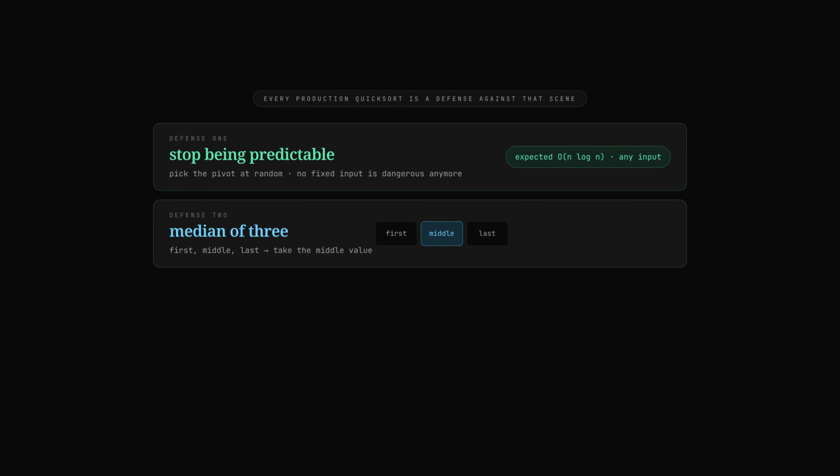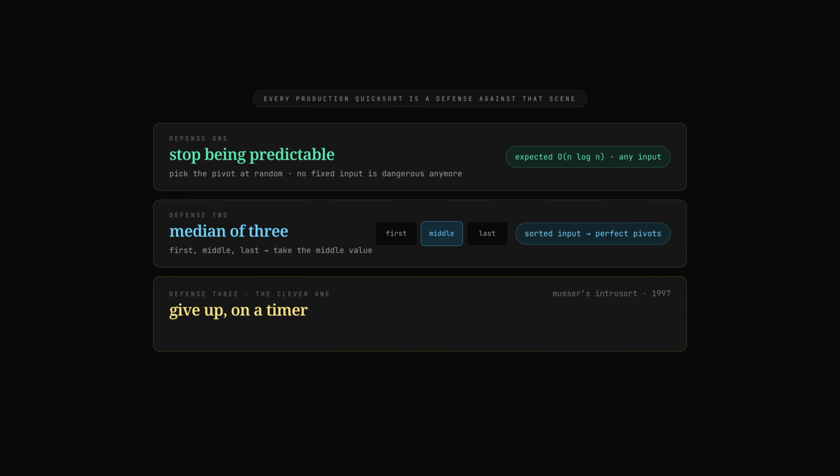Defense 1. Stop being predictable. Pick the pivot at random, and no fixed input is dangerous anymore. The catastrophe now needs bad luck at every level, and those odds vanish. Expected order n log n on any input. Defense 2. Median of 3. Look at the first, middle, and last elements. Take the middle value. Sorted input now picks the true middle, perfect pivots.